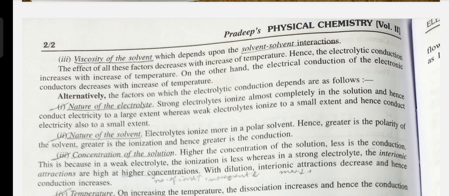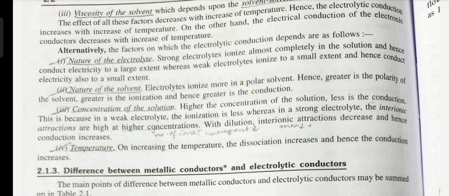The effect of all these factors decreases with increasing temperature. Hence, the electrolytic conduction increases with increase of temperature. On the other hand, the electrical conduction of the electronic conductors decreases with increase of temperature. Alternatively, the factors on which the electrolytic conduction depends are as follows.